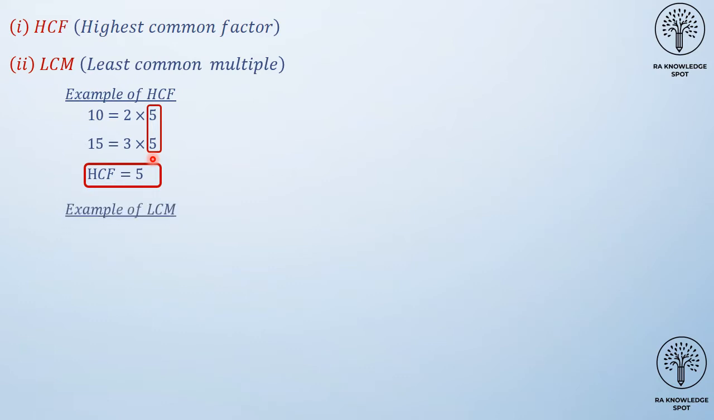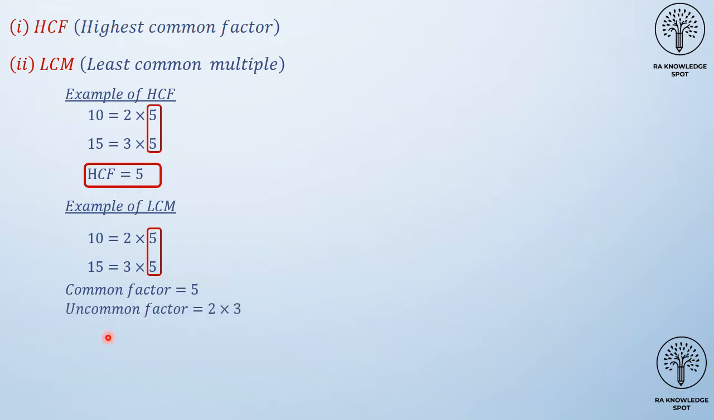Now moving to the next example, LCM. Again 10, that is 2 5s are 10, and 15, that is 3 5s are 15. I have taken the same numbers, 10 and 15, for both examples so that the concept will be more clear for you. Now see, there is something common in both the numbers, both the factors, that is 5. Now how can you find the LCM? First you have to write the common factor, that is 5. Now what is the uncommon factor, the thing that is not common? The thing that is not common is 2 and 3.